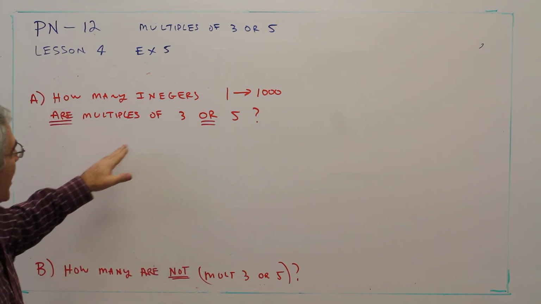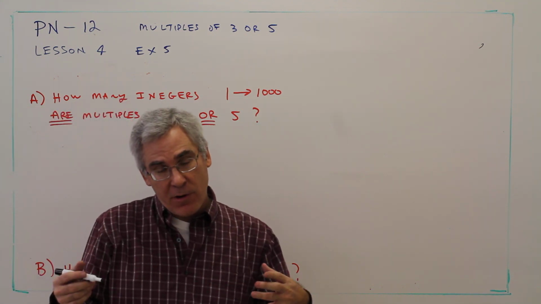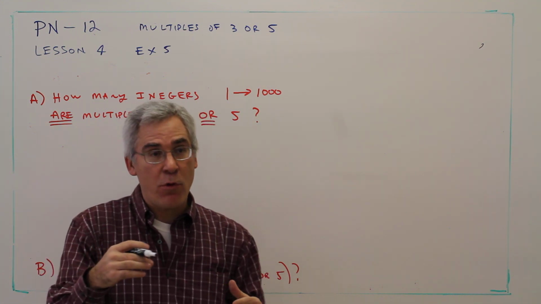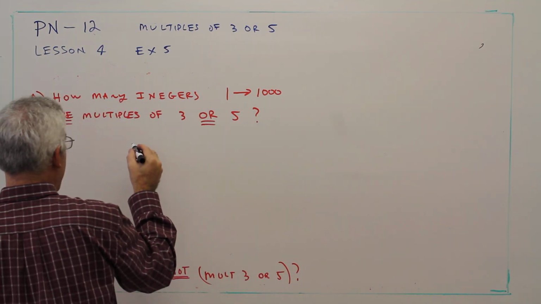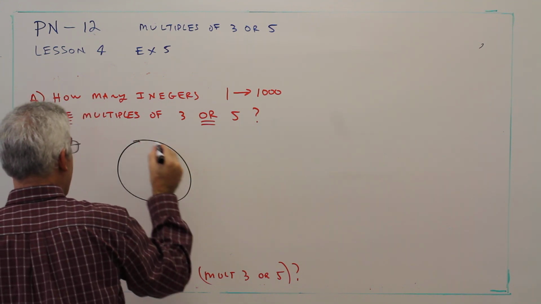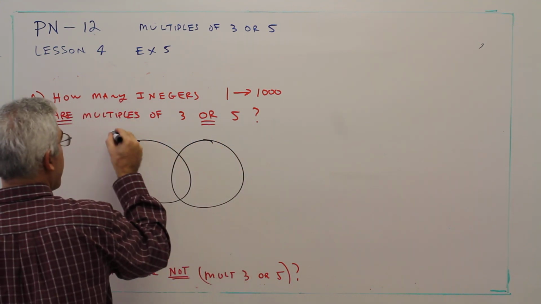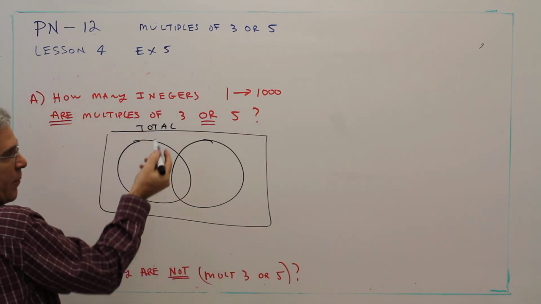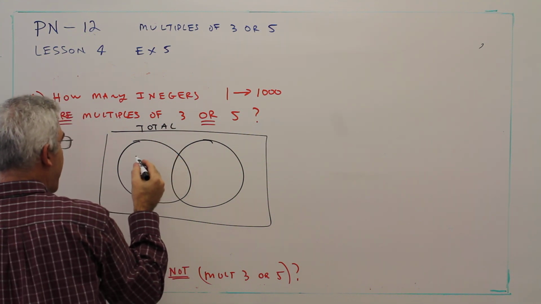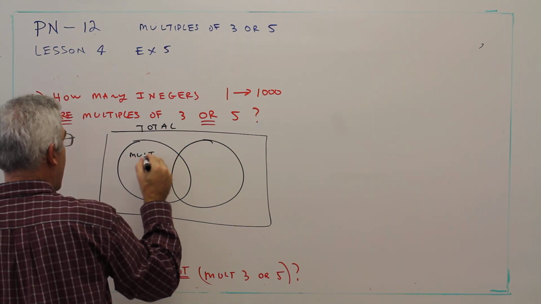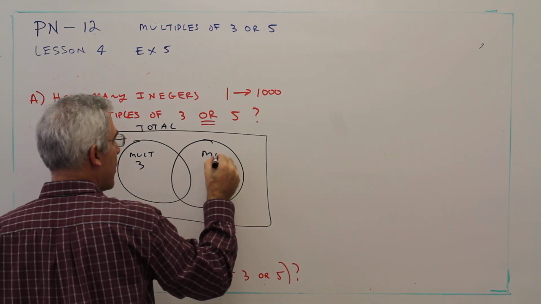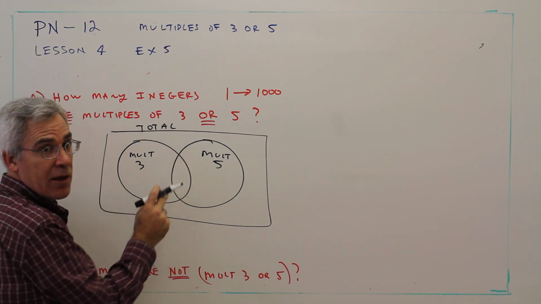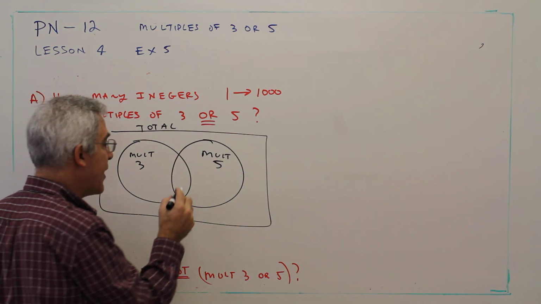Alright, so you've got to realize that multiples of 3 and multiples of 5 overlap. So what we've got to do is consider 2 overlapping sets. I'm a visual person, so I'm going to draw a diagram. This is my total universe, and within it I've got multiples of 3, multiples of 5, and where they overlap is actually going to be multiples of 15.